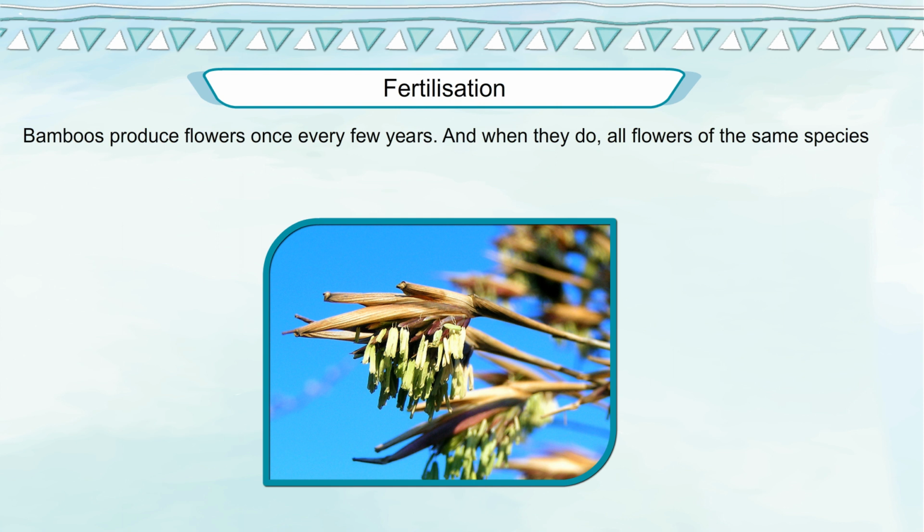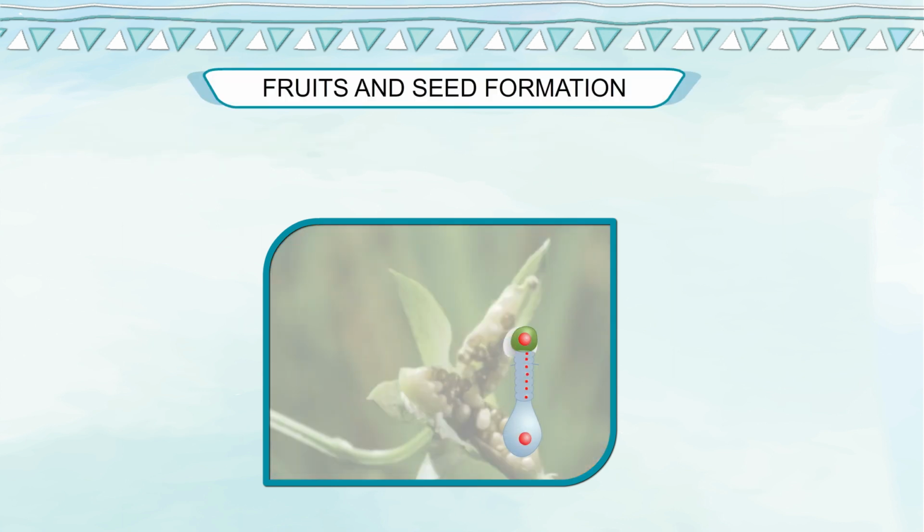Bamboos produce flowers once every few years, and when they do, all flowers of the same species bloom at exactly the same time. Fruits and seed formation.